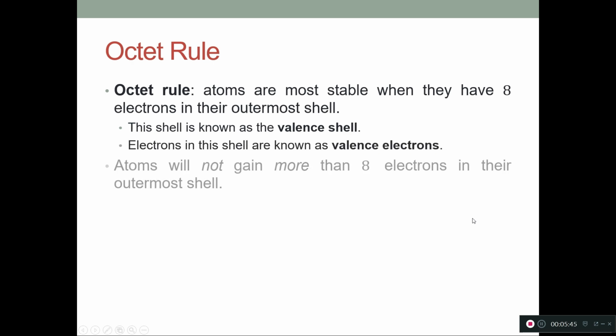and these are known as valence electrons. Atoms will not gain more than 8 electrons in their outermost shell. So this is an important part of the octet rule. Not only that the atoms want to have 8 in their outermost shell, but they will never have more than 8 in their outermost shell.